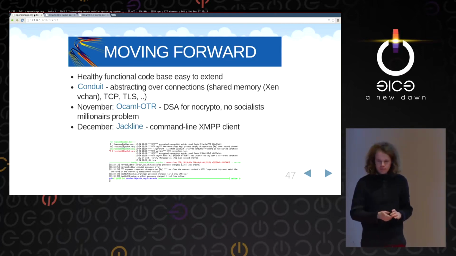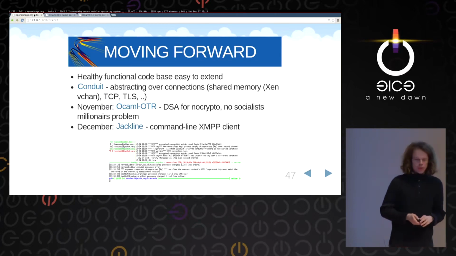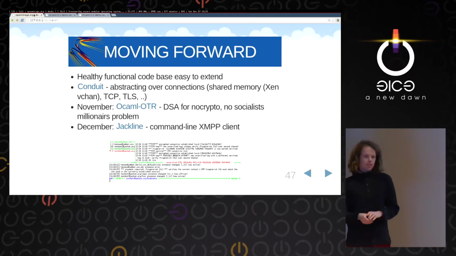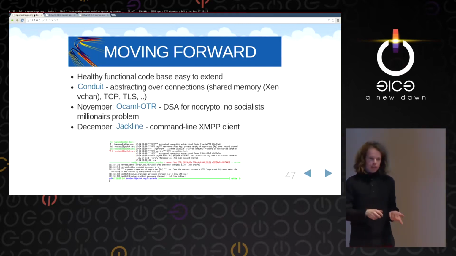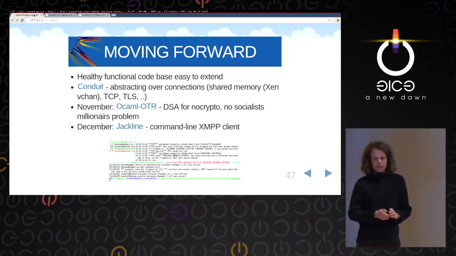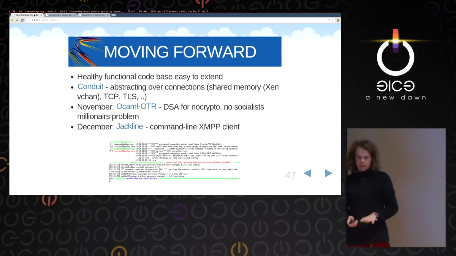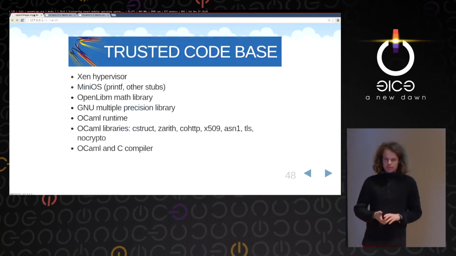connection. And in December, so this month, I also implemented Jackline, which is a command line XMPP client, using our OTR library, our TLS library, and so on. So there is not much C code in this Jackline because, yeah, it's only command line. And here you can see a screenshot. I don't have an internet connection at the moment, but I'm happy to demonstrate it to you.